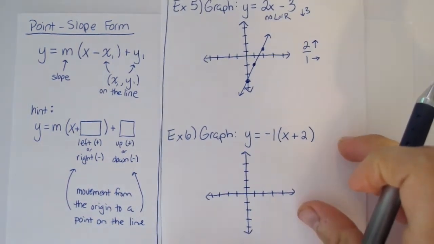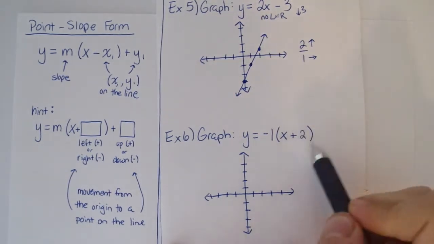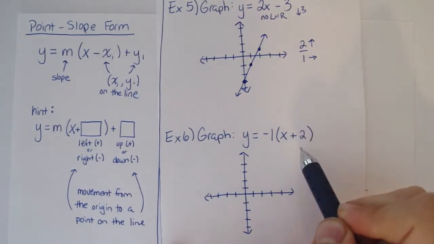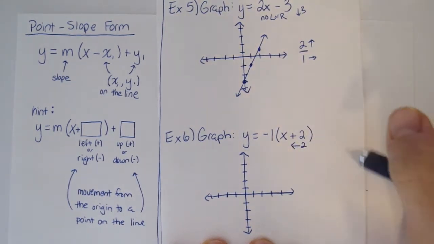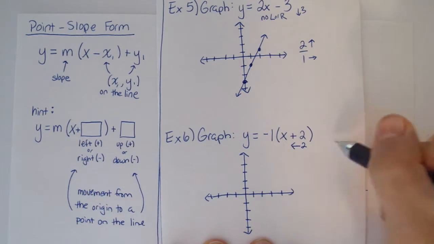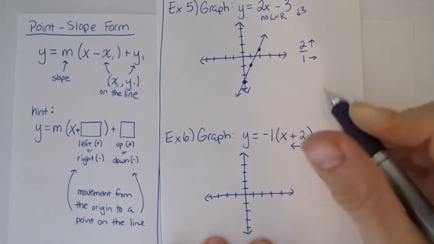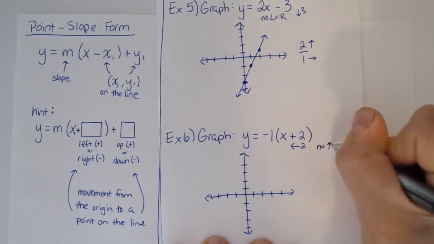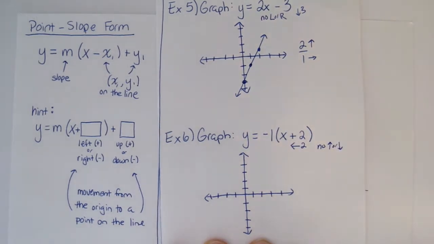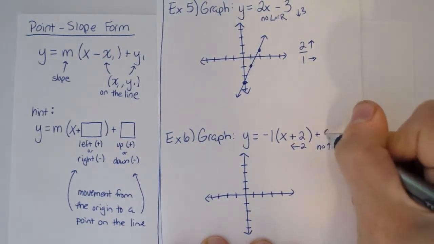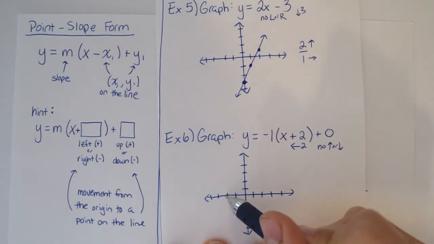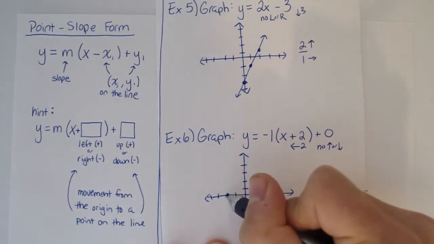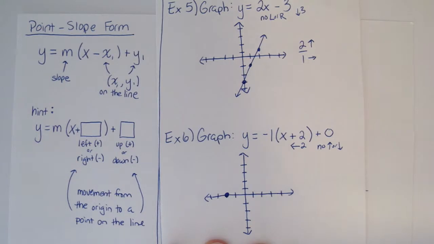Last example, example 6. Inside parentheses tells us left or right, and it's the opposite of what we think. So a plus means go left 2 to find our point. And there's nothing over here outside of parentheses. So that means there's no up or down movement. Okay? It's sort of like imagining that there's a plus 0 there. There's no up or down movement. So to locate my point, I'm going to go 2 to the left, and I'm not going to move up or down. And there's my point.